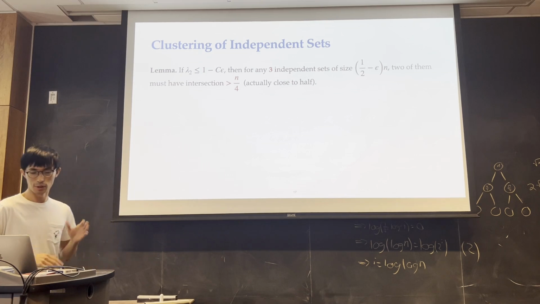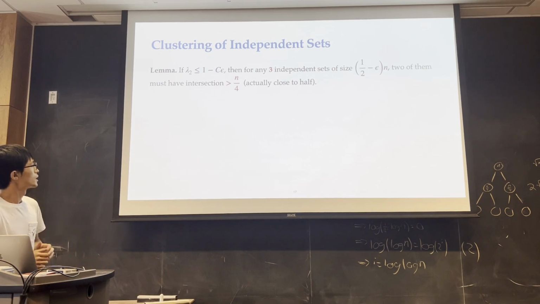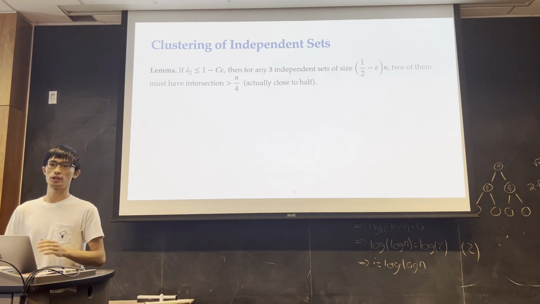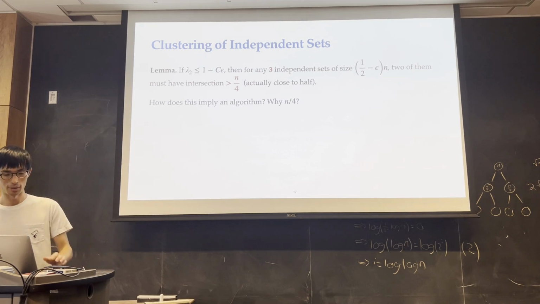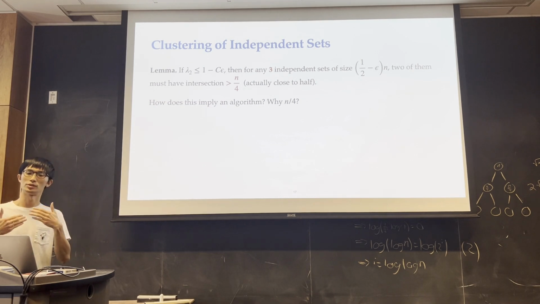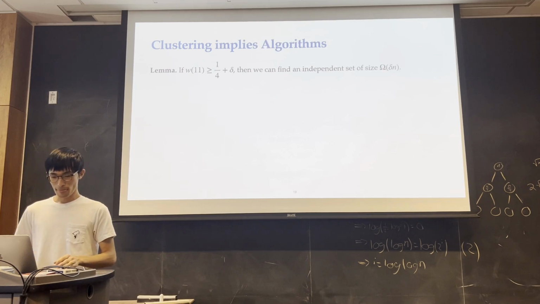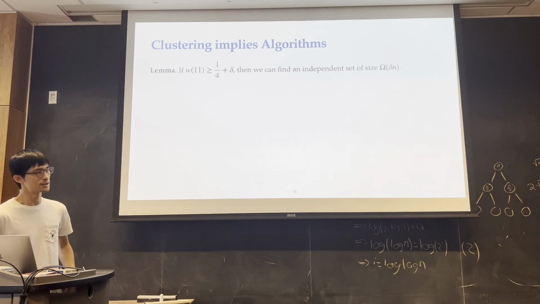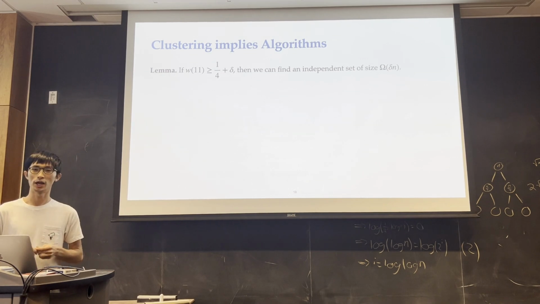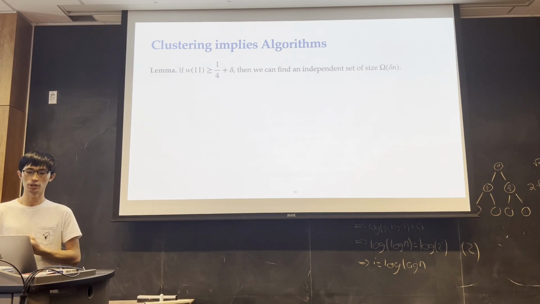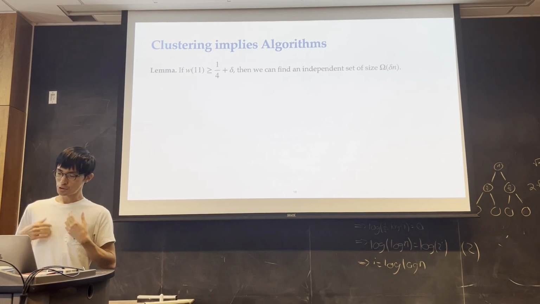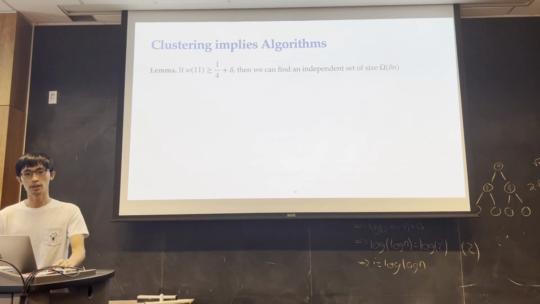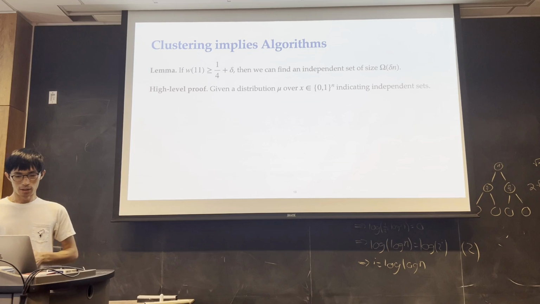Okay, so this is what we've seen. Any 3 independent sets must have 2 of them with large intersection. Now I'm going to tell you how this implies an algorithm, and in particular, why we need n over 4 to be the threshold. So for simplicity, assume that we have just 2 independent sets with intersection larger than 1 over 4 plus some constant delta. Then we'll show that we can find an independent set of size omega of delta times n. And here's a high-level proof.